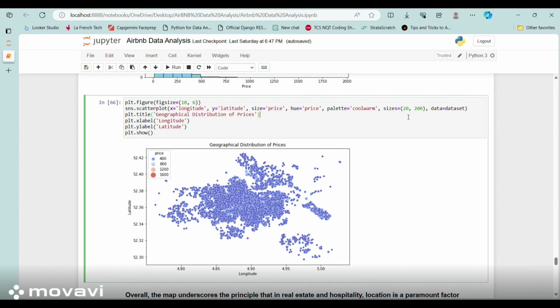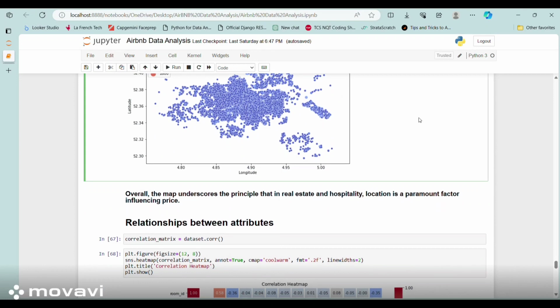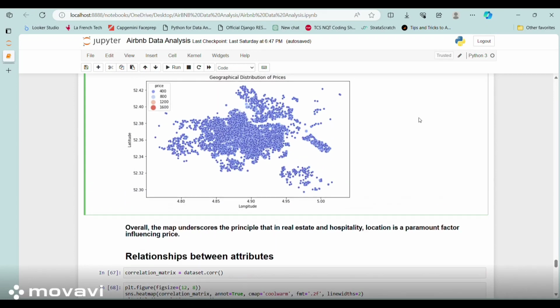What's evident from the map is that location plays a pivotal role in determining prices. Listings in certain areas are consistently more expensive than those in other locations. This reflects the real estate axiom that location is paramount when it comes to pricing. The second part of our analysis delves into the accommodates variable, which tells us the maximum number of guests a listing can accommodate.